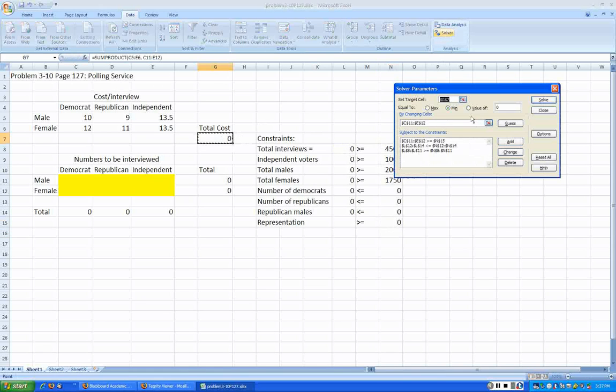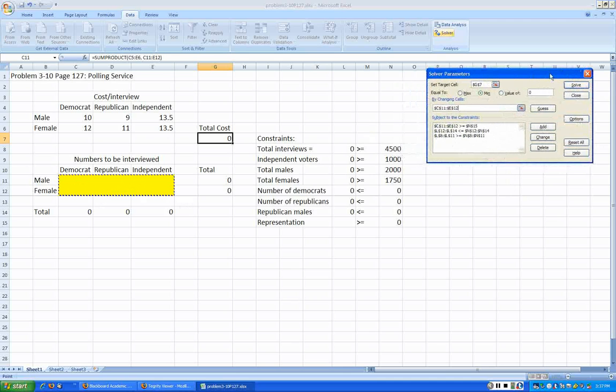In Solver, I had done it before here, as you can see. Minimize the total cost, and the range here is that range, C11 through E12. That's the range. Let me just go back and do it again here so that you can see. That's the range. Now the constraints are here.